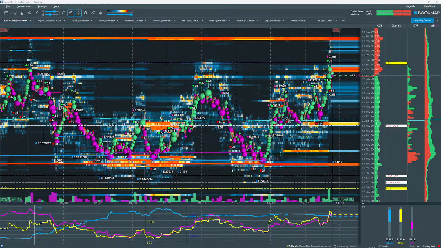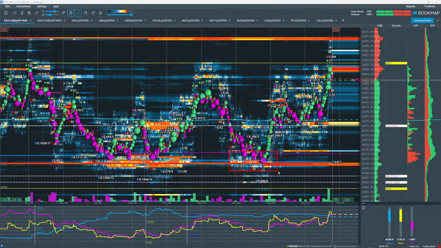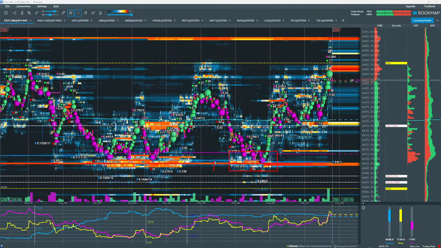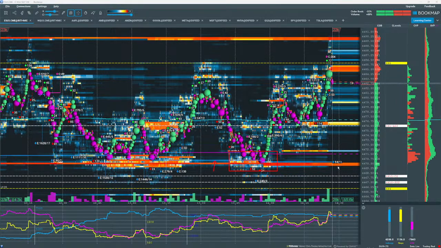So again, ES found support at this high liquidity level, 44.70, as well as the iceberg level that I talked about before, the blue line, showing where the icebergs were and probably still are. Not a lot left. It looks like 94 contracts.